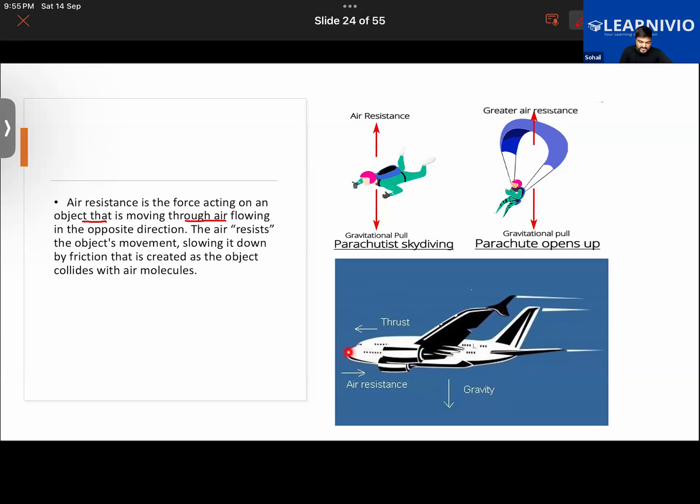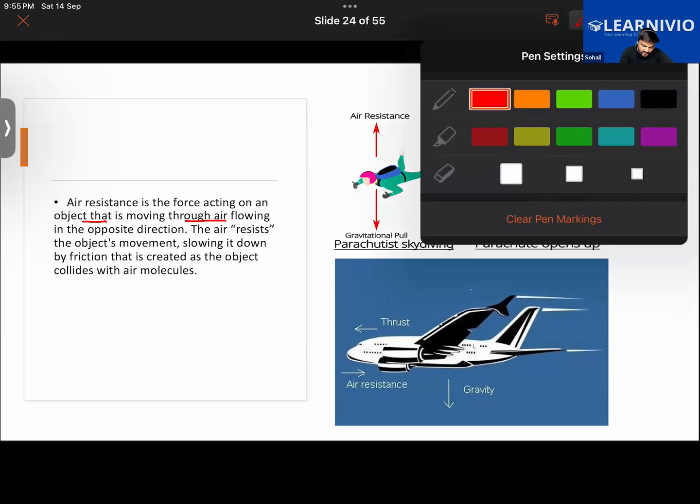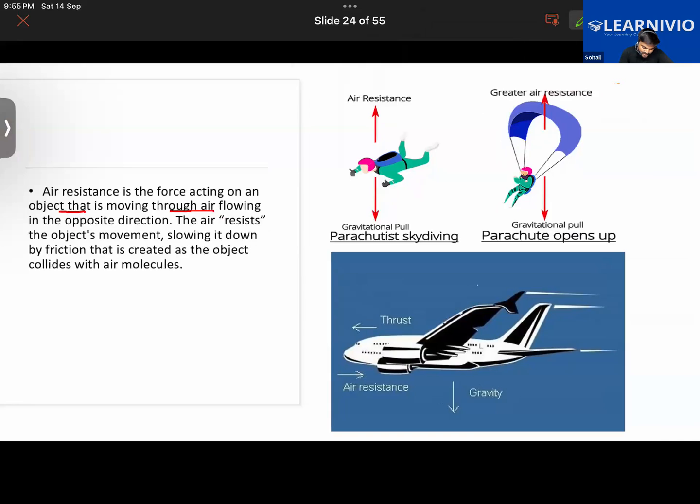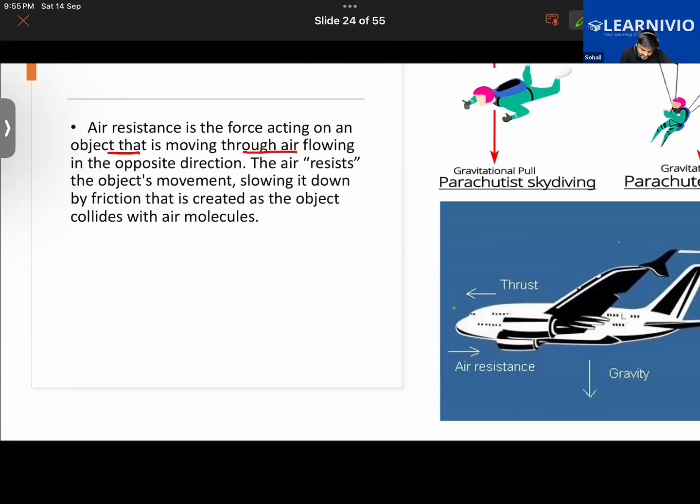What basically happens is, as the aircraft moves in the air, it collides with the air molecules. Say that these are air molecules with which the surface of the airplane will be colliding, and because of that, friction will be generated.